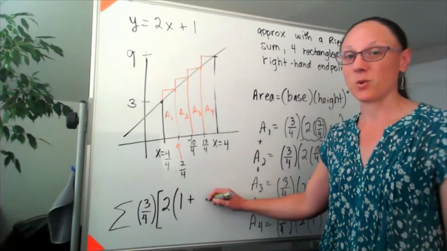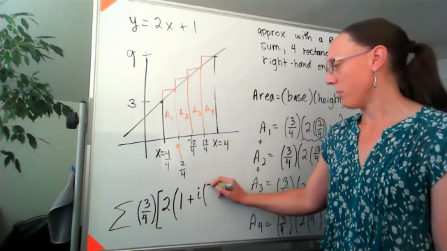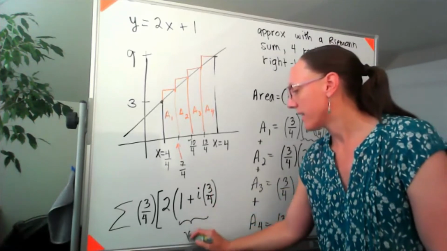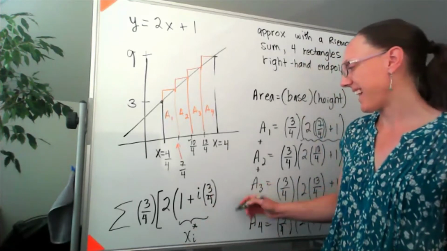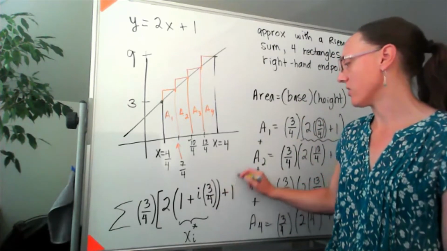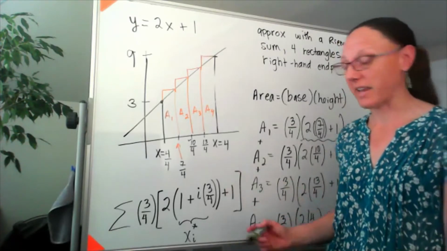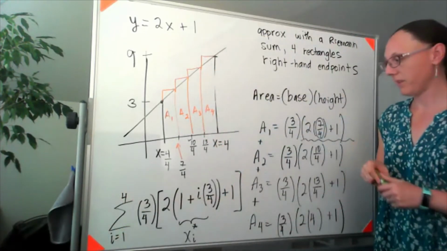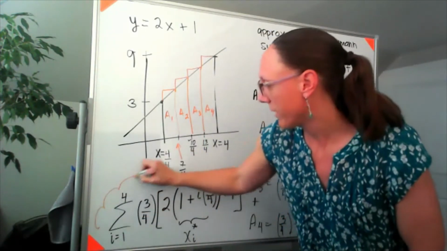moved over. So we give it an indexing variable, i, multiply that by the 3/4. And this whole thing is my x star. It's saying this is what's acting like our x value that we're plugging in to the function. And then because we have 4 rectangles, my i is going to start at 1 and go to 4. So this notation is called a Riemann sum.